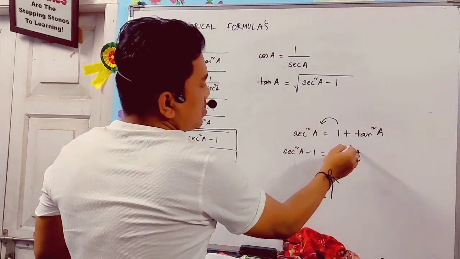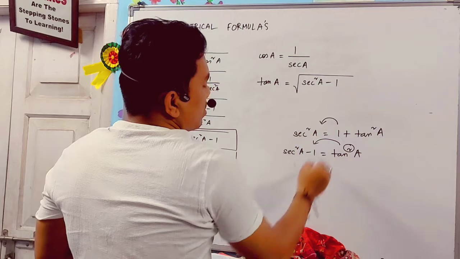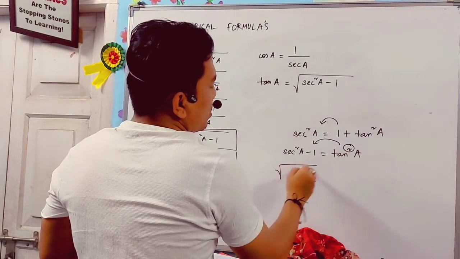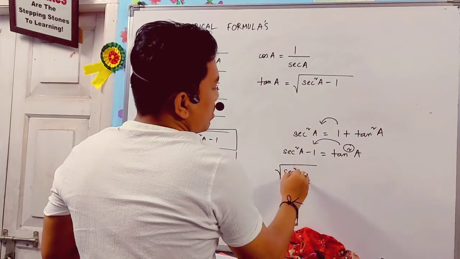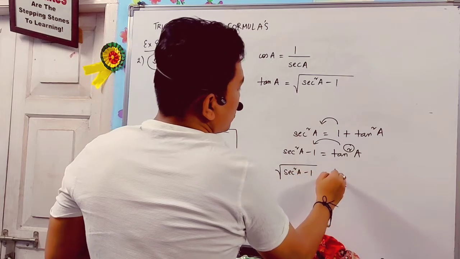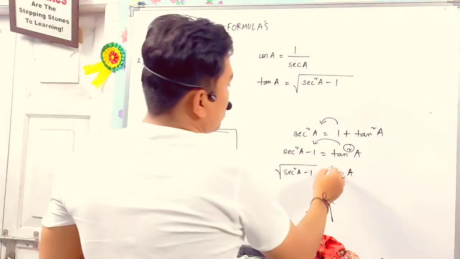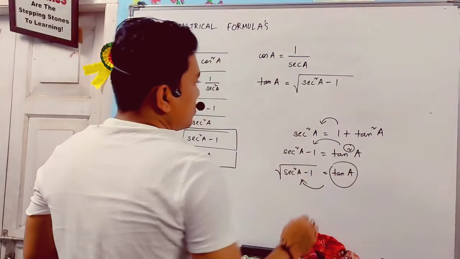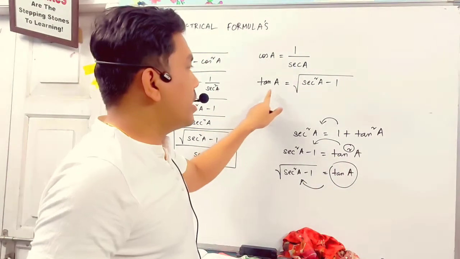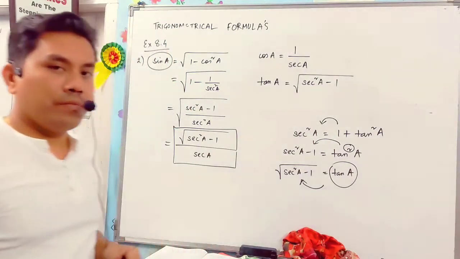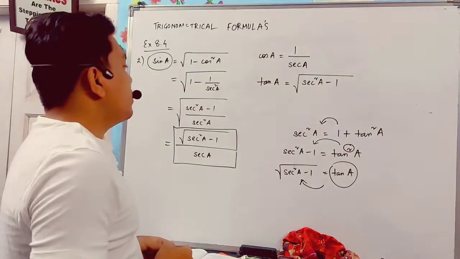Now, if you transpose this square to the other side, the square root will come: square root of sec square A minus 1 equal to tan A. You can clearly see here, in place of tan A we can write this. Done. So from tan A also we have converted to sec A. Okay.